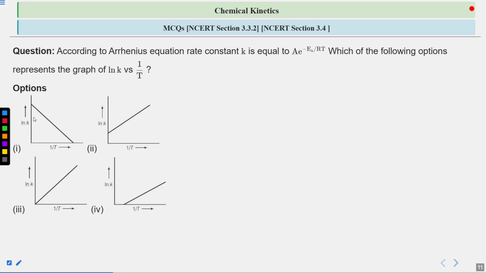In the first graph, it is ln k versus 1 by T. The graph is a decreasing straight line of negative slope. In the second graph, there is an increasing straight line having some intercept on the y-axis. In the third graph, we have an increasing straight line starting from x equal to 0. And in the fourth graph, we have an increasing straight line having an intercept on the x-axis. So these are the four choices.